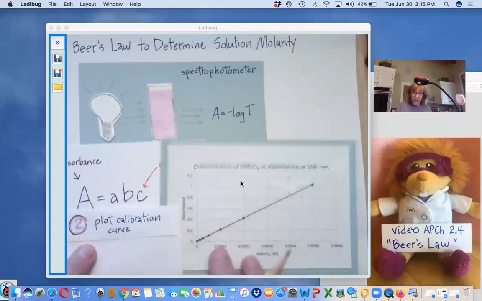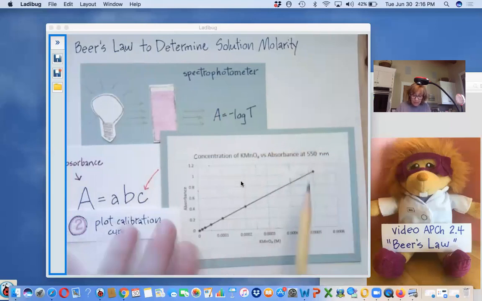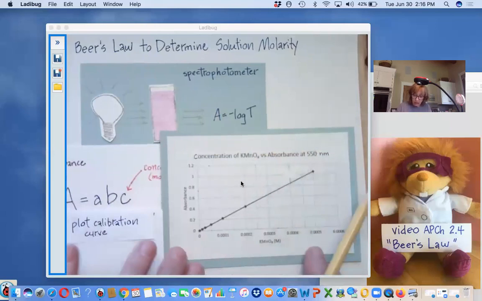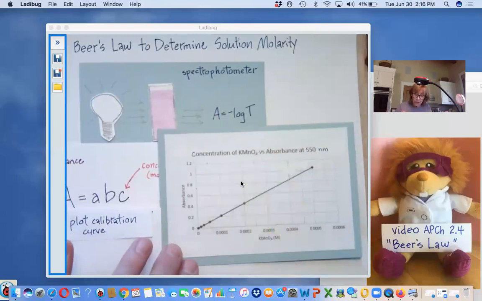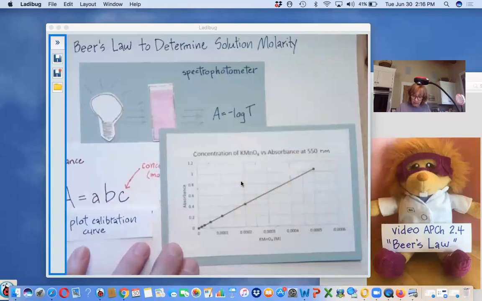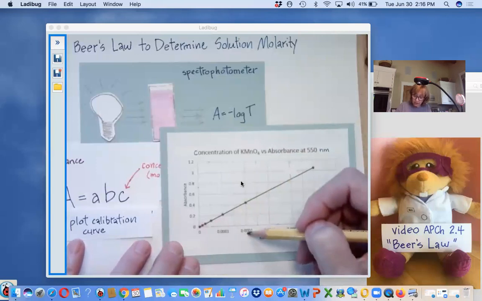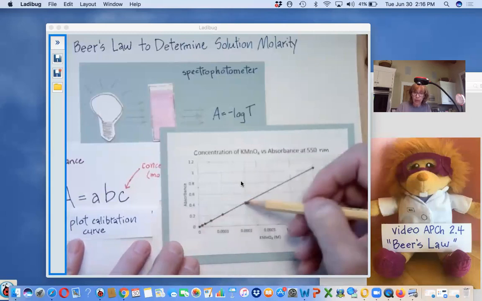This is a curve in which potassium permanganate was made up in a number of different molarities. So you have to take the time to make, very carefully, several solutions with different molarities. You set the machine at the best wavelength, and then one by one, you put these samples in and measure the absorbance. So here was a fairly dilute solution and I measured its absorbance. Plot that point. Make a new solution of a different molarity, measure the absorbance, plot that point.